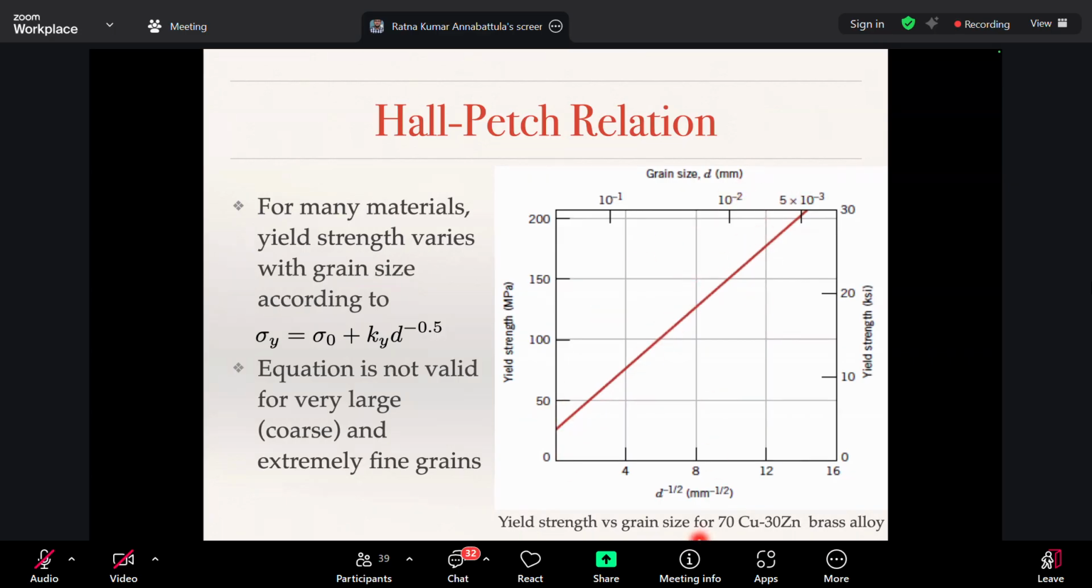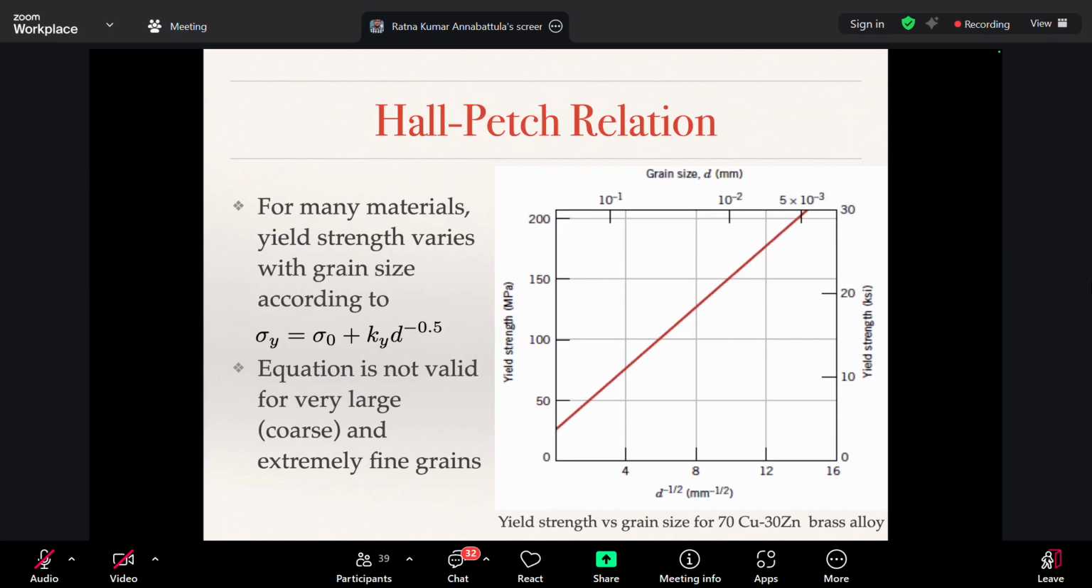This is yield strength versus grain size for a copper zinc alloy. That's a brass. You can see yield strength significantly improved, right? It has gone 4 times from 50 to 200 by playing with the grain size of the material. This is what we call Hall-Petch relation. Sir, one small question here. Yes. How do you change the grain size actually?